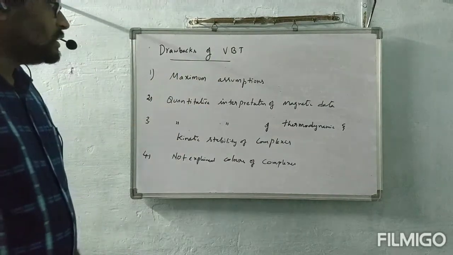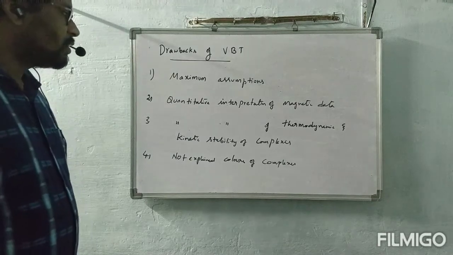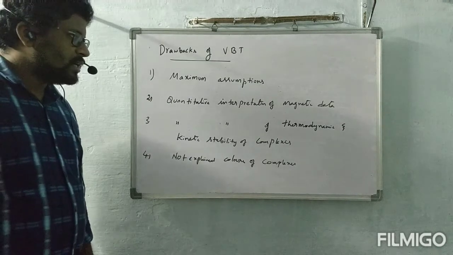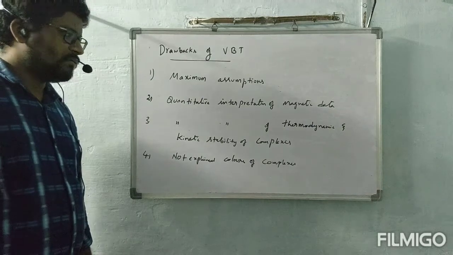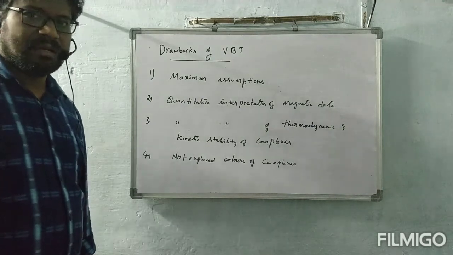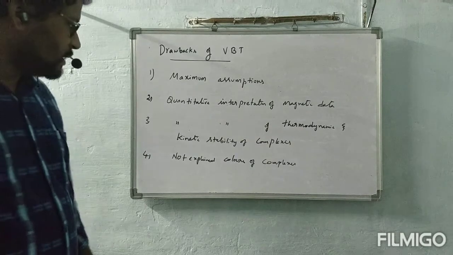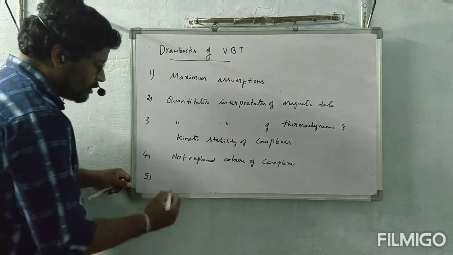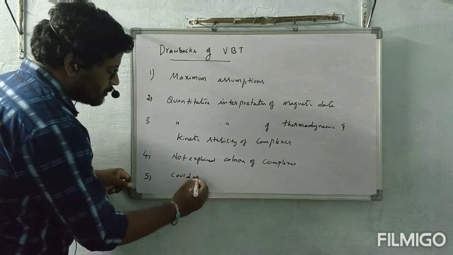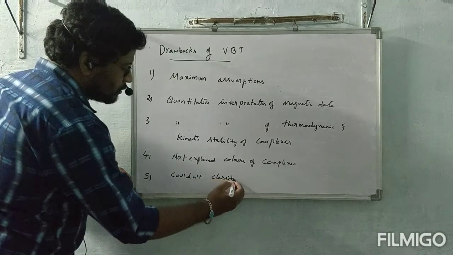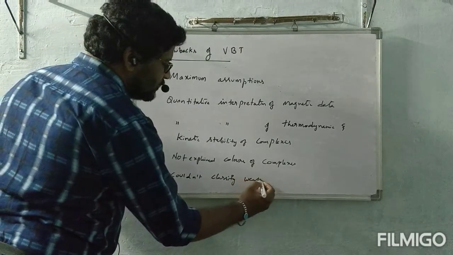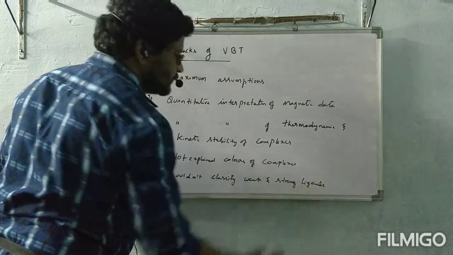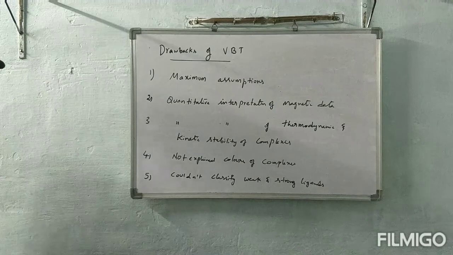First one, it involves maximum assumptions. Second one, quantitative interpretation of magnetic data was not given by valence bond theory. Third one, quantitative interpretation of thermodynamic and kinetic stability of complexes also was not explained. Not explained color of complexes, and couldn't classify weak and strong ligands.